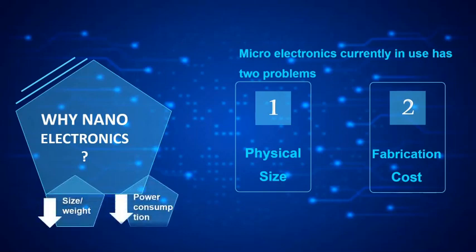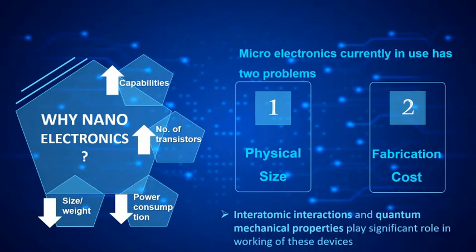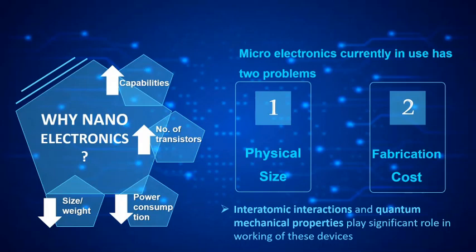This provides us with a decrease in size and weight of the devices, decrease in the power consumption, increase in the number of transistors in electronic circuits, and thus overall increase in the capabilities of these electronic devices. Interatomic interactions and quantum mechanical properties play a very significant role in the working of these devices.